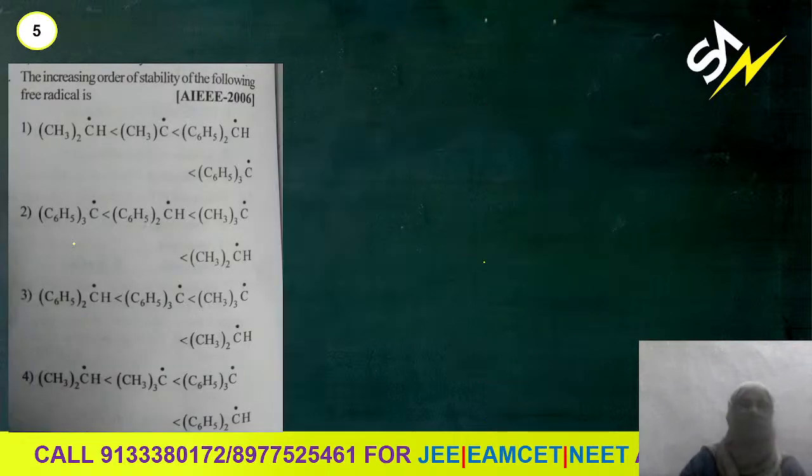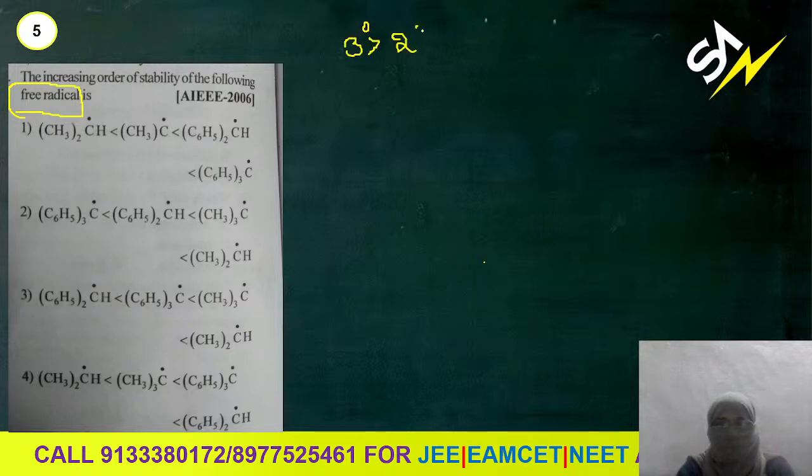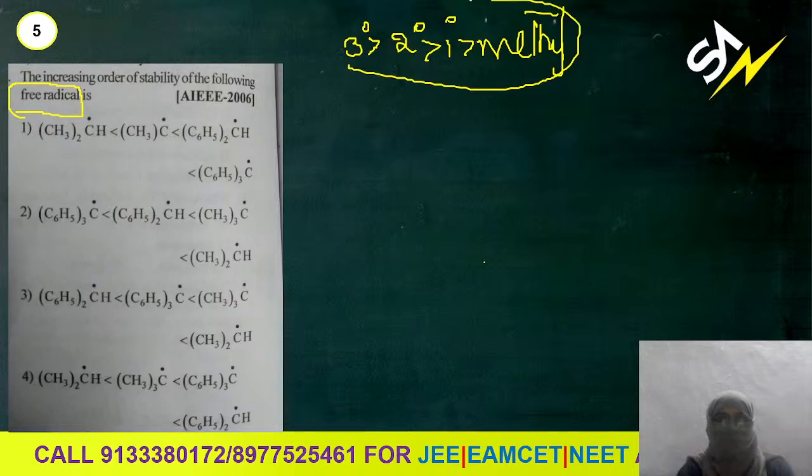Let us go check the other questions which are related to free radical stability order, that is cleavage. The question is the increasing order of stability of the following free radicals. I discussed just now that free radical stability is tertiary, followed by secondary, then primary, then methyl. That means we need to check the one which is tertiary.